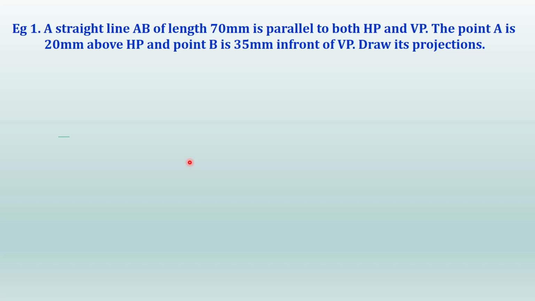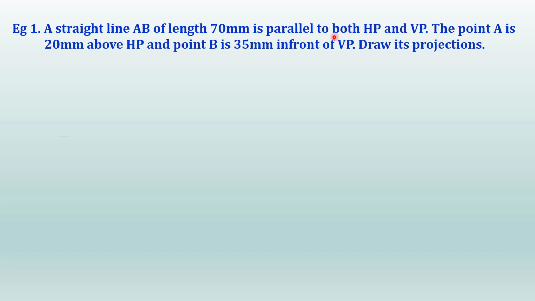Example 1. A straight line capital AB of length 70 mm is parallel to both HP and VP. The point A is 20 mm above HP and point B is 35 mm in front of VP. Draw its projections. So here the original line is given as capital AB and the length of that line is given as 70 mm. It is also said that the line is parallel to both HP and VP.